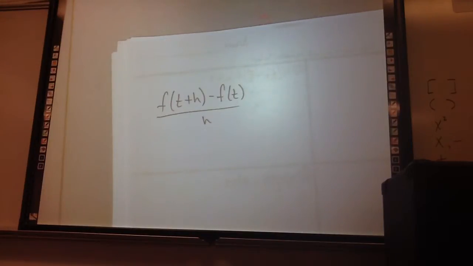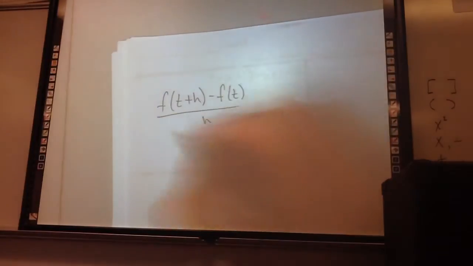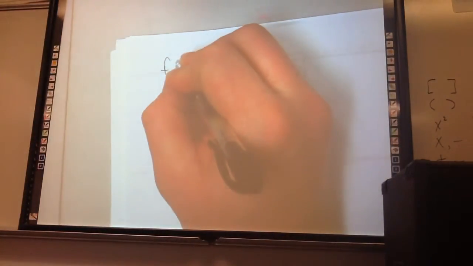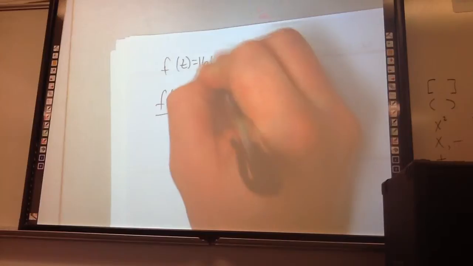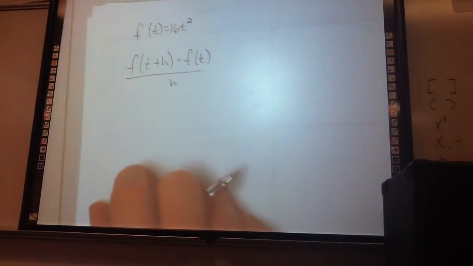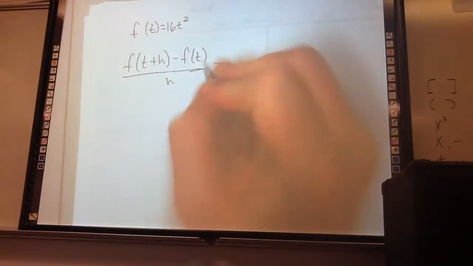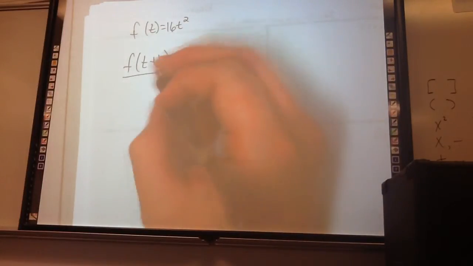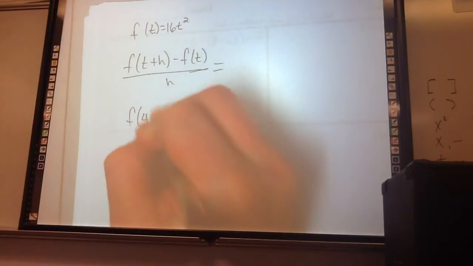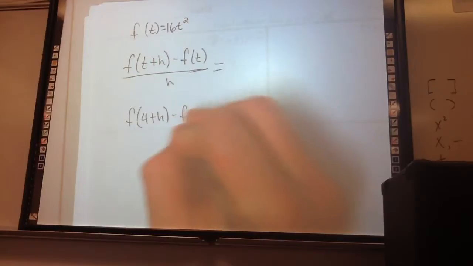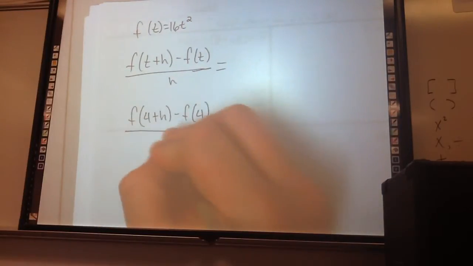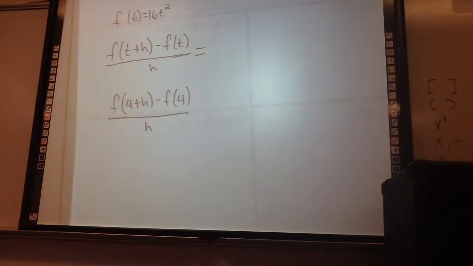Well, we want h to be 0 ideally, right? And I know that f of t equals 16t squared. And t is 4, right? So I'm going to go f of 4 plus h minus f of 4 divided by h, and leave the h's in there and see what happens. Some magic will occur.